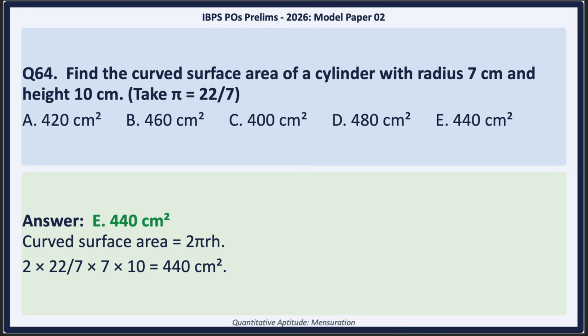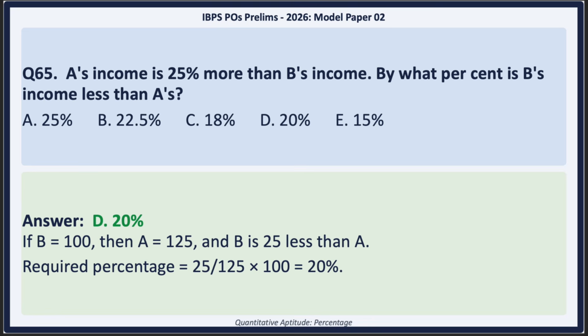Let's use your trick and set a clean number. Let's say B earns 100. A earns 25% more. So A earns 125. Okay, so the actual dollar gap between them is indeed 25. Yes. But look closely at the phrasing of the question. By what percent is B less than A? The phrase "than A" is the secret instruction manual. It tells you that A's income is our new baseline.